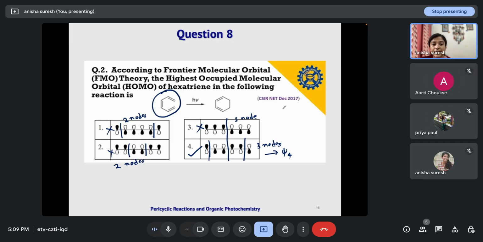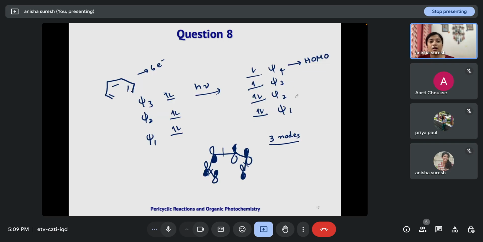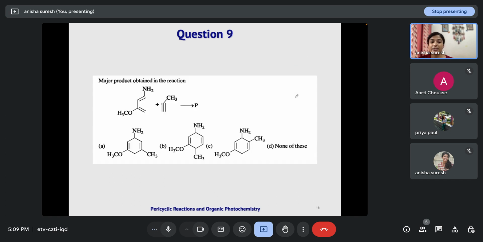So this was a question that was asked in CSIR NET December 2017. Option 4 is the right answer. Now coming to question number 9. Major product obtained in the following reaction is.